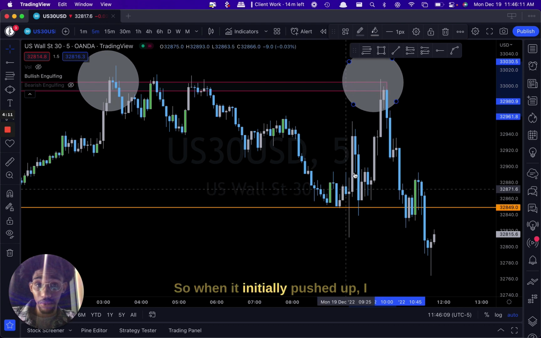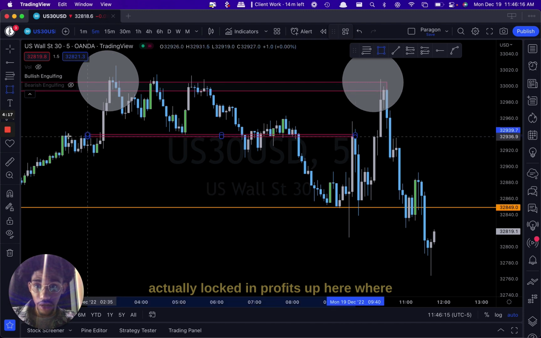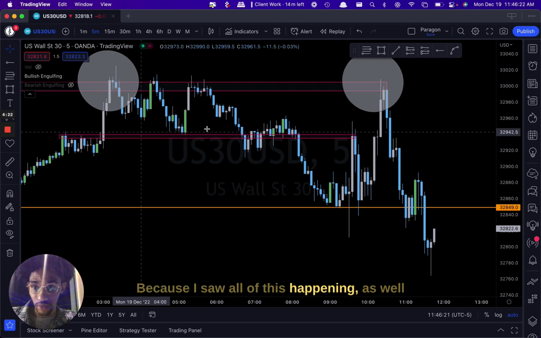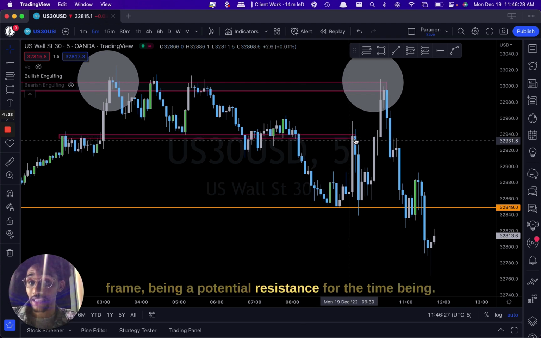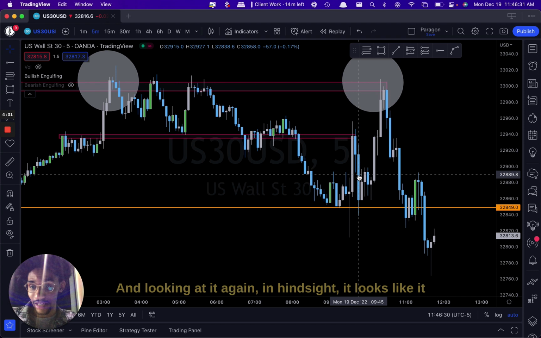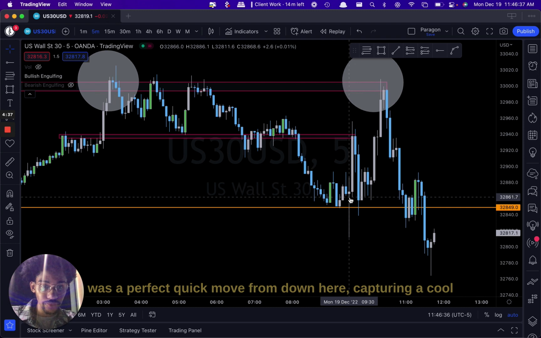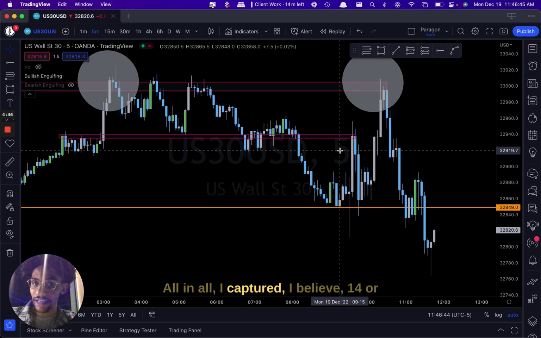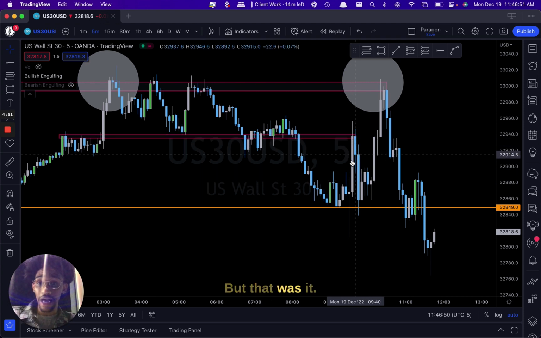When it initially pushed up, I actually locked in profits up here, where this range of potential resistance was, because I saw all of this happening, as well as this potentially being a resistance for the short time frame. Looking at it again in hindsight, it looks like it was a perfect quick move from down here, capturing a cool 60 to 70 points of range, 20 basis points or so. All in all, I believe I captured 14 or 15 of the basis points in this total move.